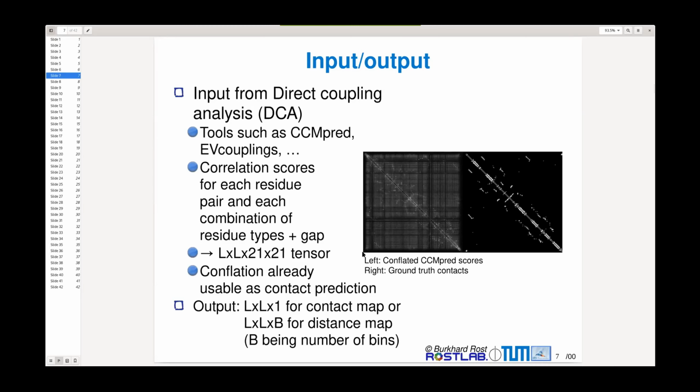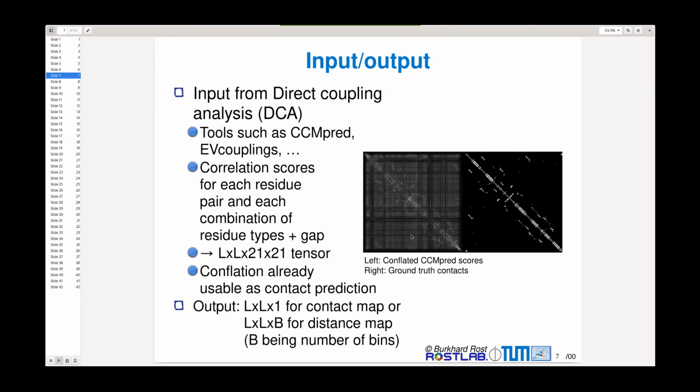Now, what you can do is you can visualize them by, for example, simply taking the average over all of these 21 times 21 scores, and you get something like this. And if you compare this to the actual contact map for the sample, you see that there is already a signal in there. It's pretty noisy, there are many artifacts in there, but you could see, well, we could do something with this.